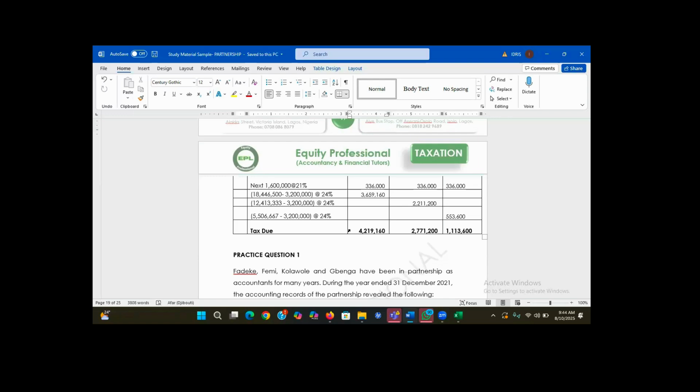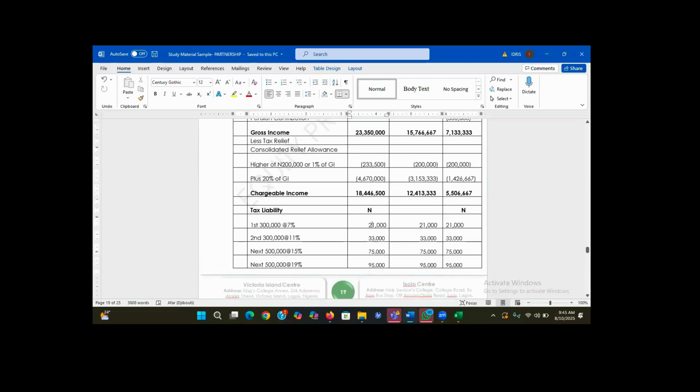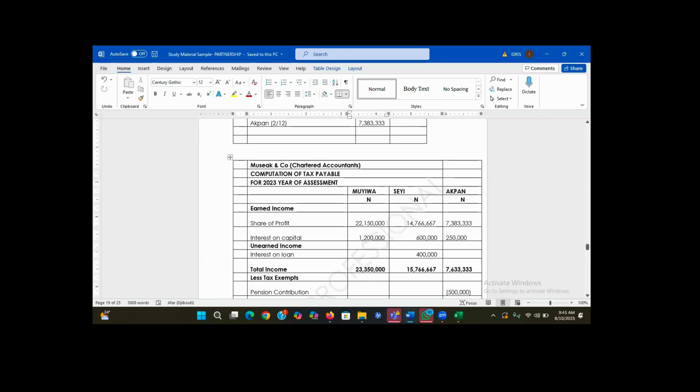Sir, if we solve it like this, the way you combined it now, to get the chargeable income and the tax liability, will it be acceptable in exam? You have to combine it in exam. You don't need to do it separate. Okay, sir. It will not reduce your mark.